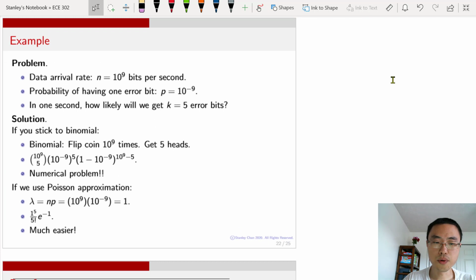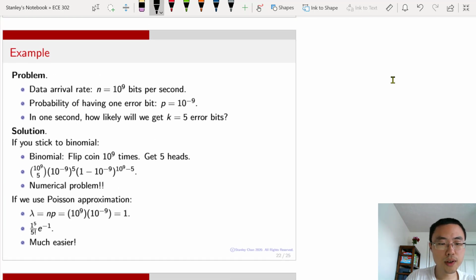Let me show you one example to illustrate this. Suppose you have a data arrival rate n equals 10 to the power 9 bits per second, and the probability of having a 1-bit error is 10 to the power minus 9. In 1 second, how likely are we to get 5-bit errors? Well, if you go with the binomial process, then you need to flip the coin 10 to the power 9 times, and then ask what is the probability of getting 5 heads. That is the number: 10 to the power 9 choose 5, times the probability to the power 5, times 1 minus that to the power of this number.